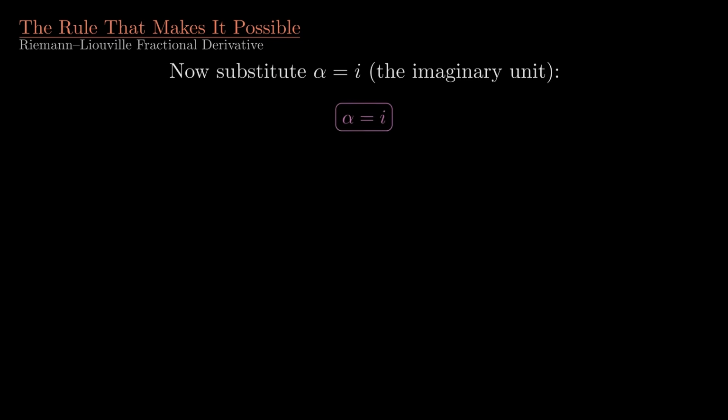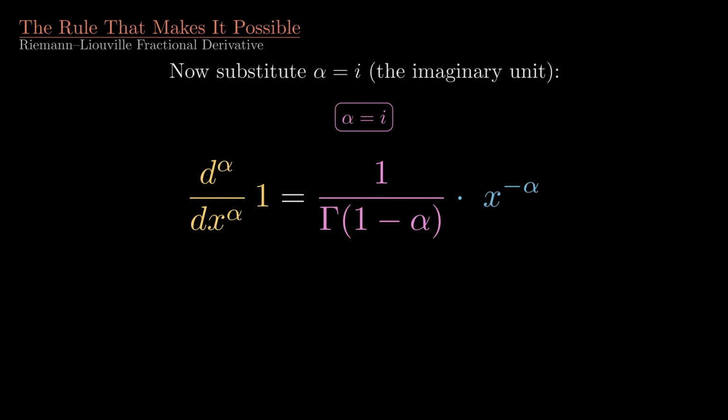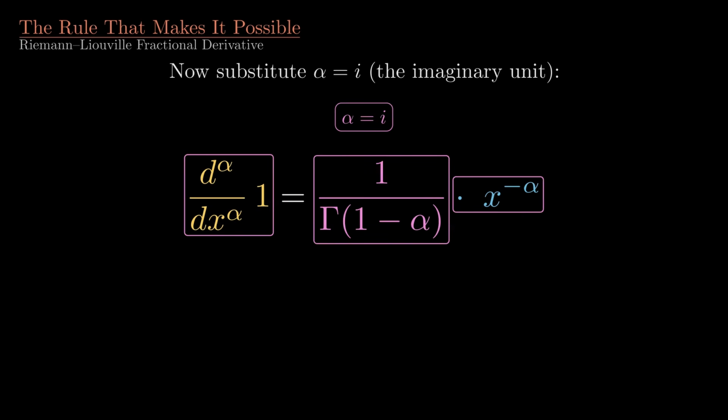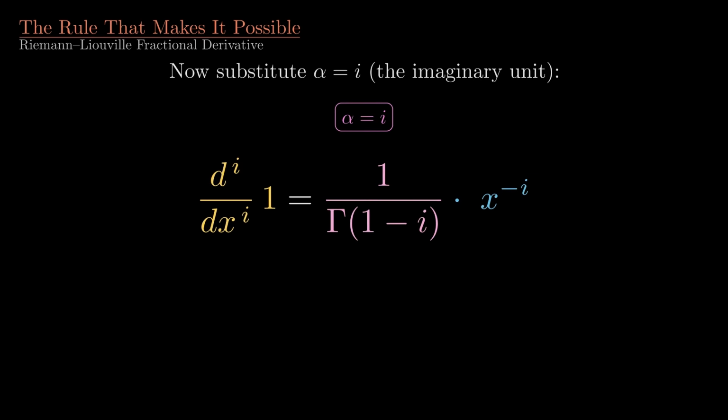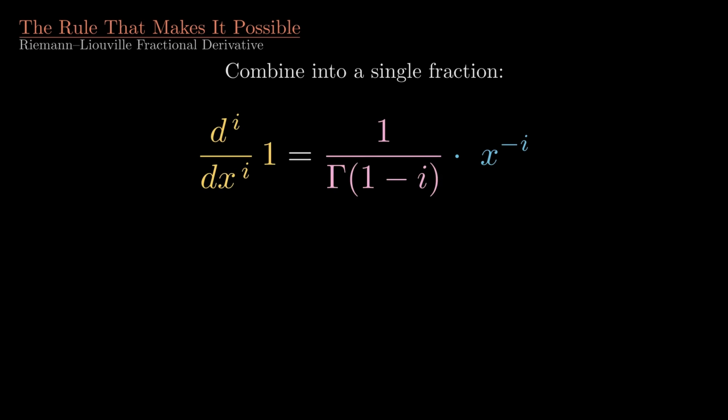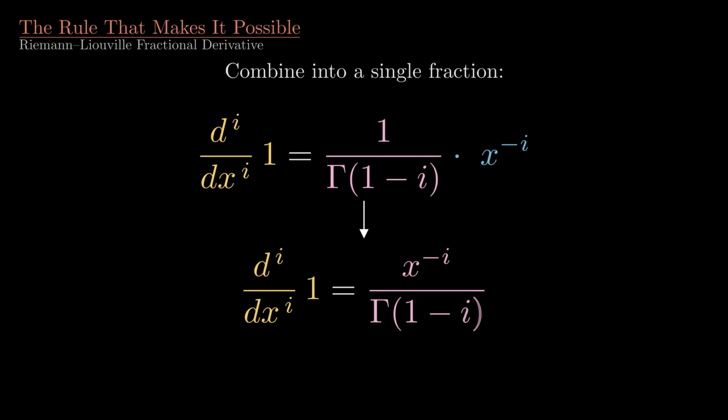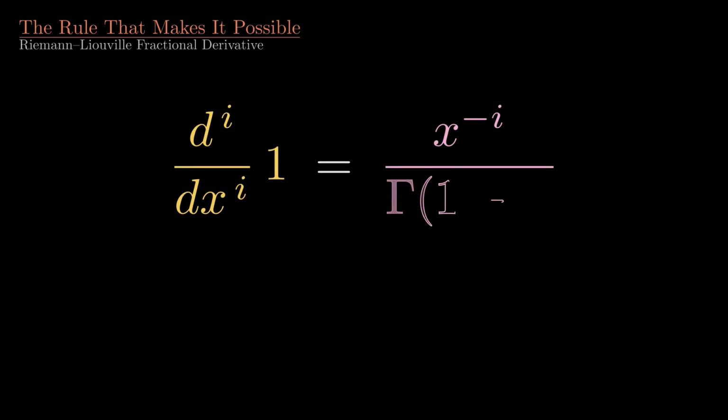Now for the leap. We substitute alpha with I, the imaginary unit. Everywhere we had an alpha, we replace it with I, bringing our imaginary order directly into the formula. To finish, we simply combine these terms into a single fraction. And here is our result. The ith derivative of 1 is x to the negative I divided by gamma of 1 minus I.